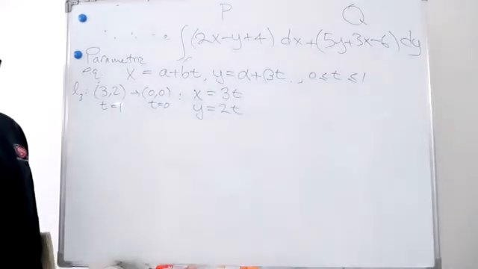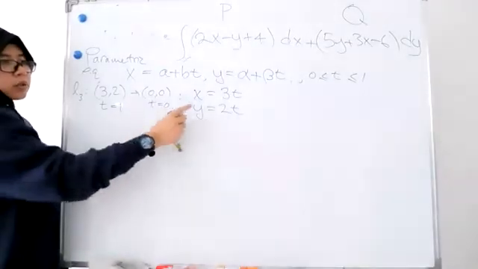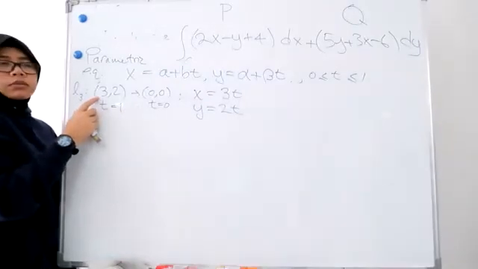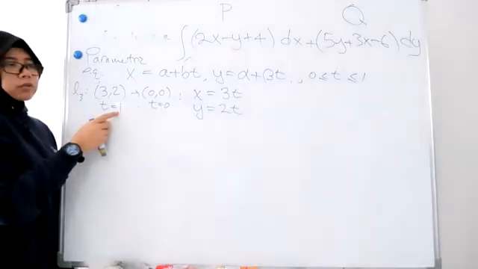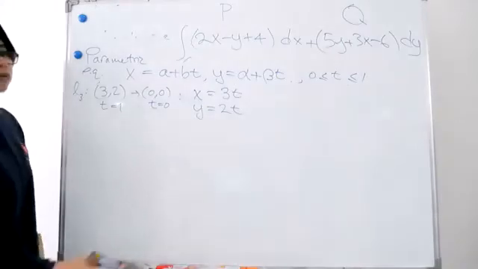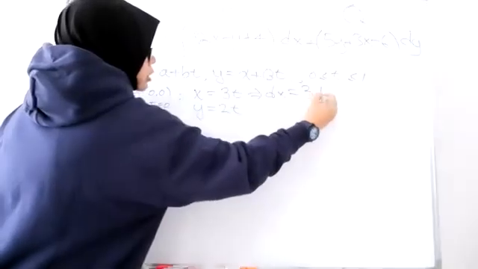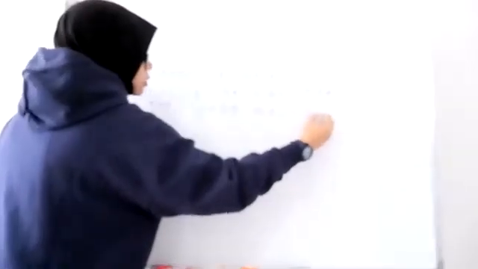Because this is just a straight line. So x equals 3t. Let's say when t is 0, x is 0. When t is 0, y is also 0. When t is 1, x is 3 times 1, which is 3. And then 2 times 1 for y, which is 2. So this is my equation. Okay, so I need to find out the dx. So dx is just 3 dt. And then dy is just 2 dt.